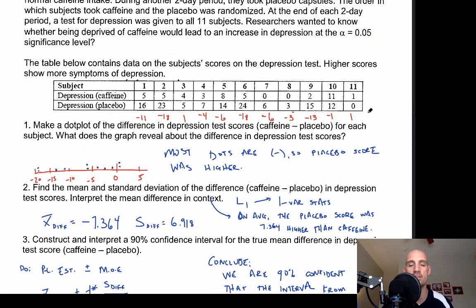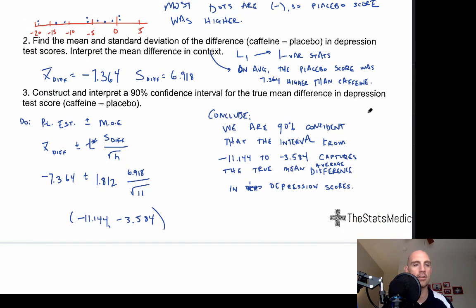Should look very familiar. The type of data is going to dictate what we do, but then from there, when we execute these, you are still doing that point estimate plus or minus that margin of error. And that's the kind of thing that we're working on, guys.